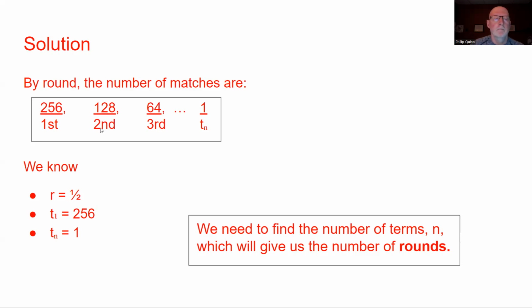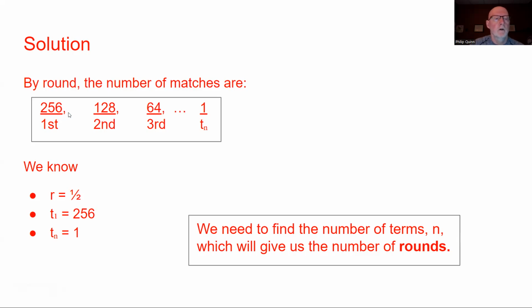Half are eliminated, half move on. So divide by 2. Take 128, divide by 2. So we continue to divide by 2 until we get down here to only 1 match left. Okay, so Tn is represented at the end as 1 match. So what do we know?